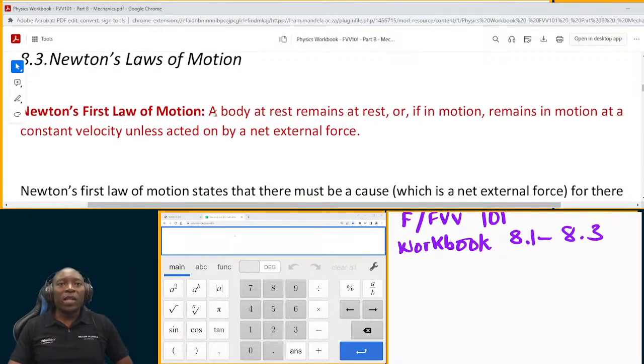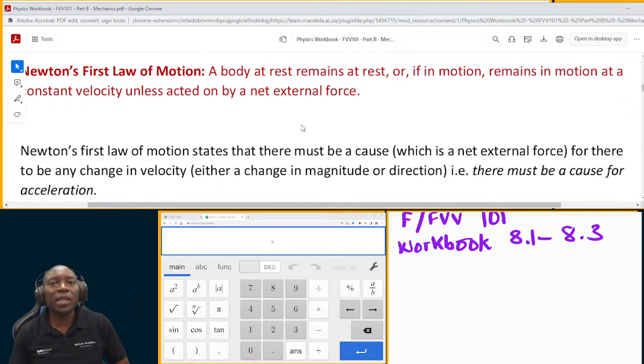So there we have the law of motion stated. The first one: a body remains at rest, or if in motion, remains in motion at a constant velocity unless acted on by a net external force. There we are, net external force. If there is no net external force, meaning if there are external forces but no net force from them acting on that body, then it will still remain in its state of rest. So this unless part will not apply.